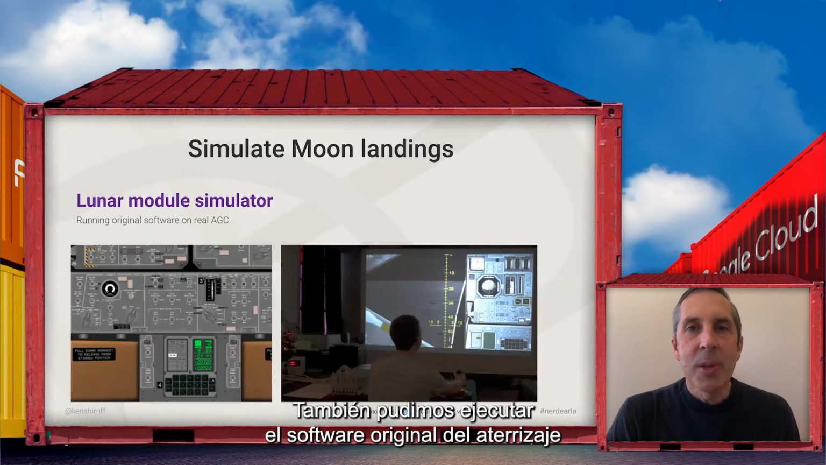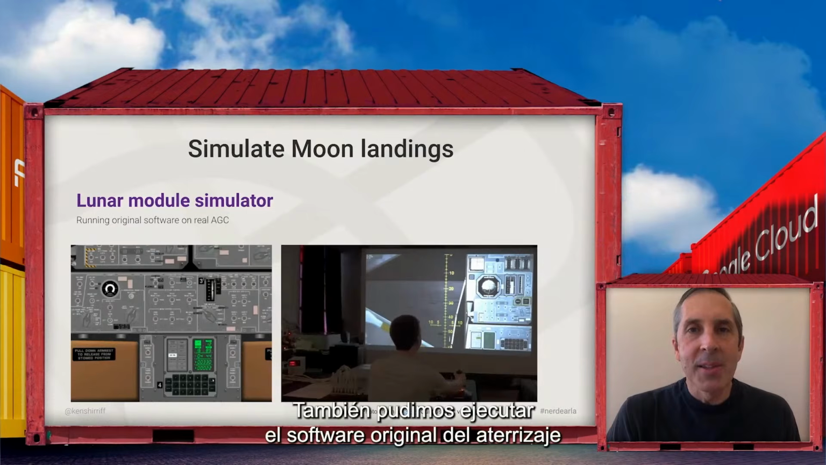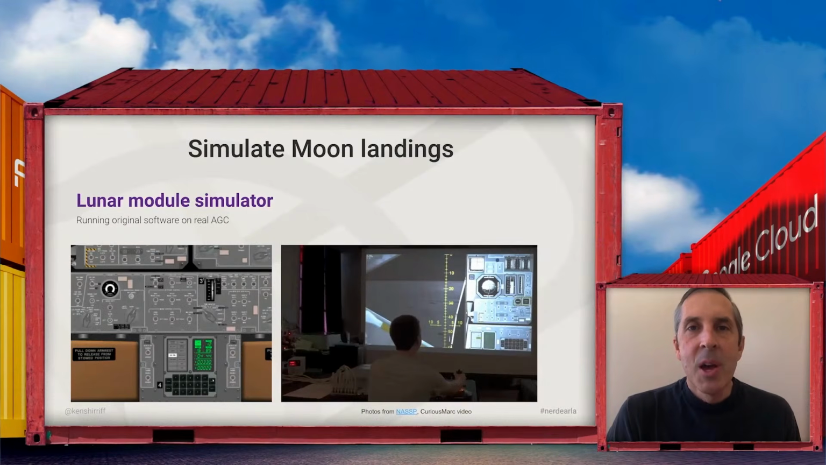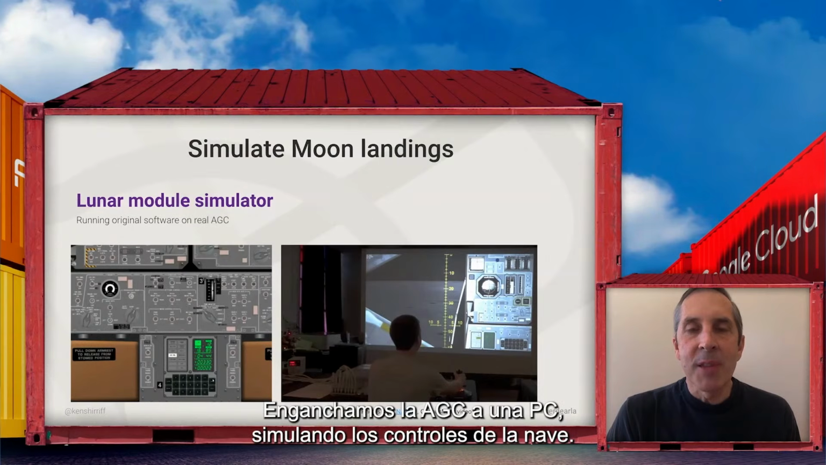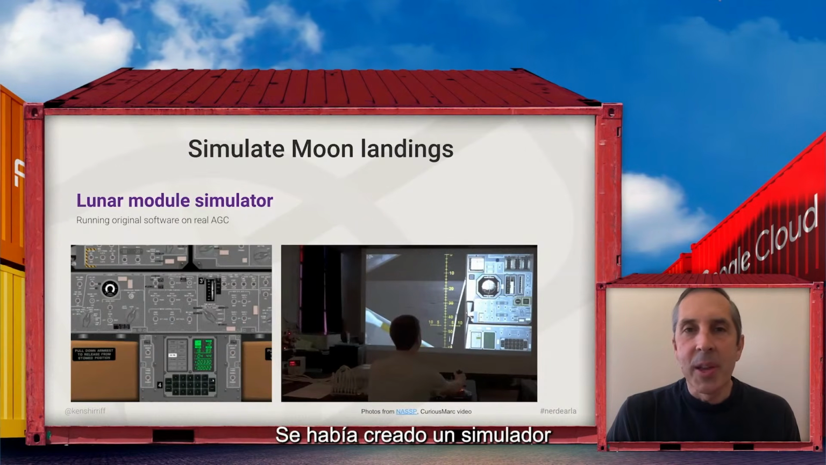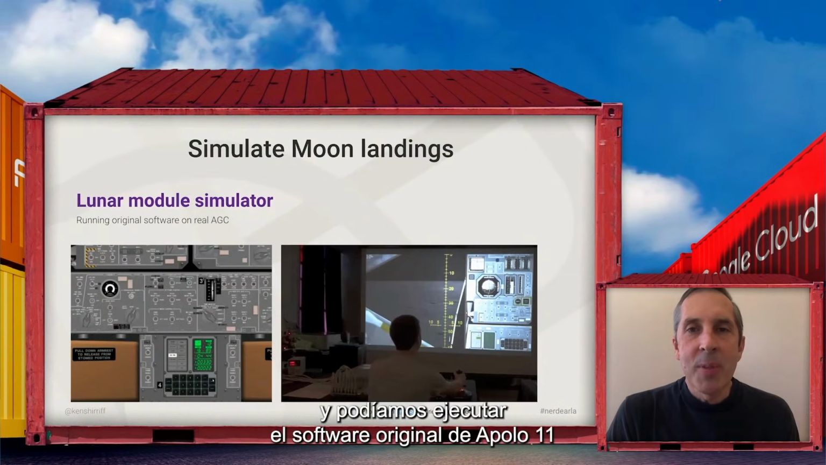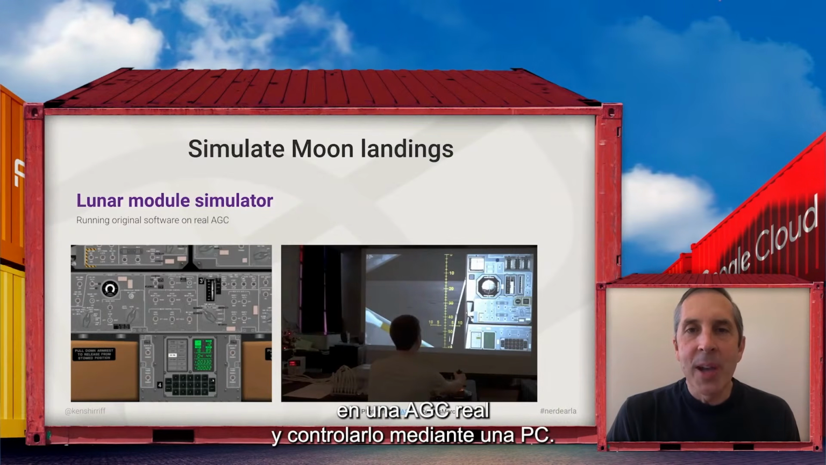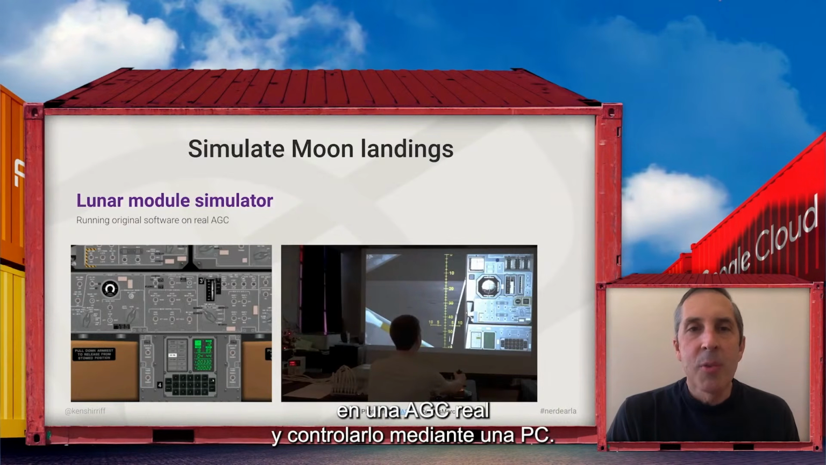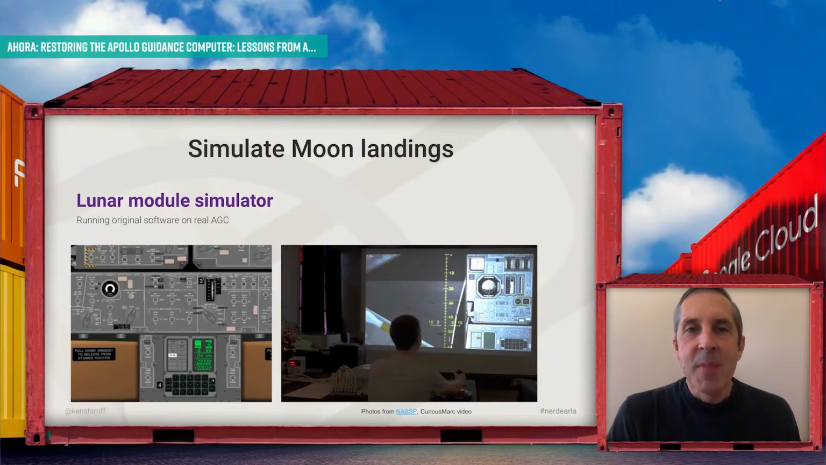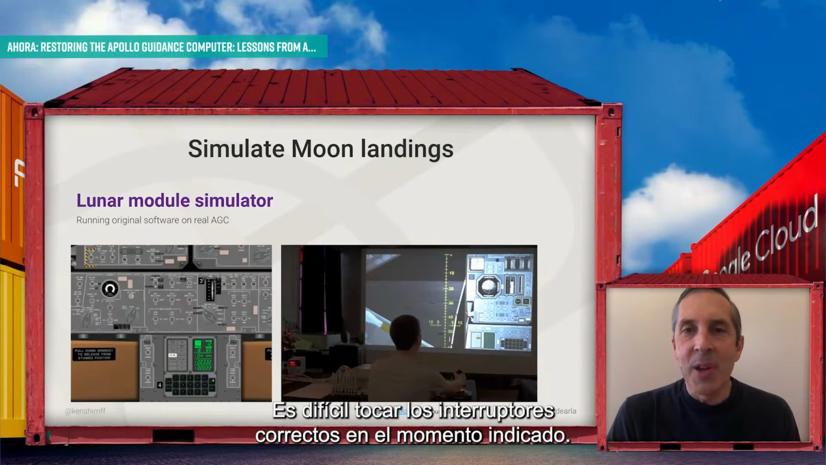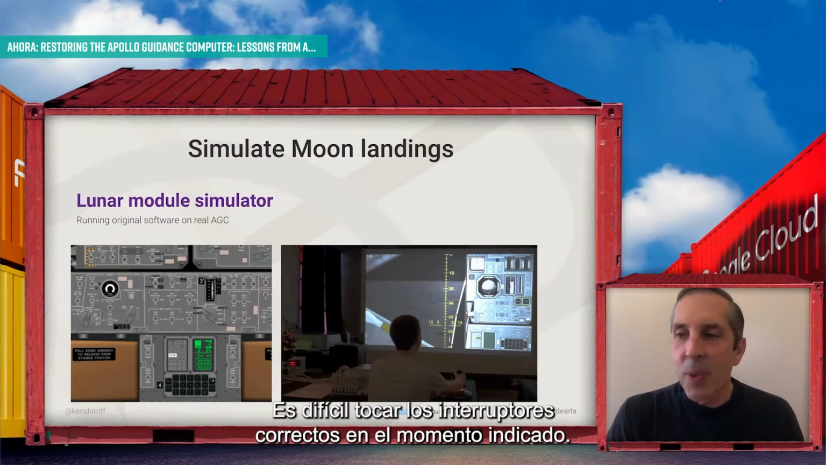We could also run the original software from the lunar landings and simulate a landing on the moon. We hooked the Apollo guidance computer up to a PC that simulated the spacecraft controls. Someone had written a simulator. So now we could run the original Apollo 11 software on the real Apollo guidance computer and control it through a PC. Mike did a whole bunch of simulated moon landings successfully, but the rest of us would crash. It's very complicated to flip all the right switches at the right time.